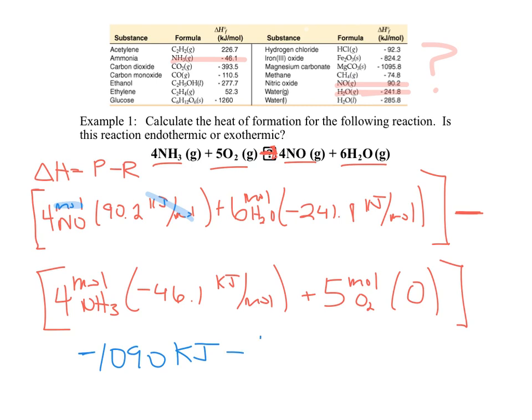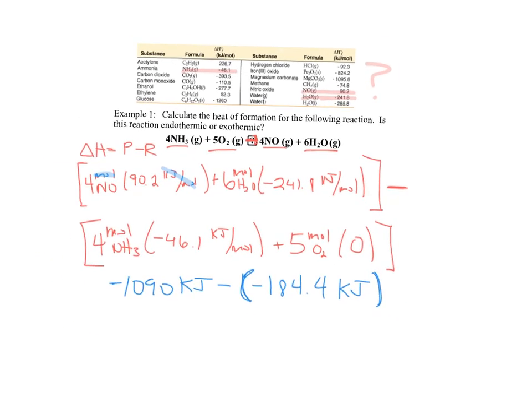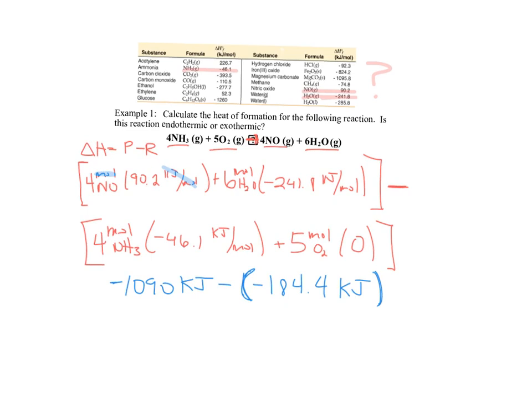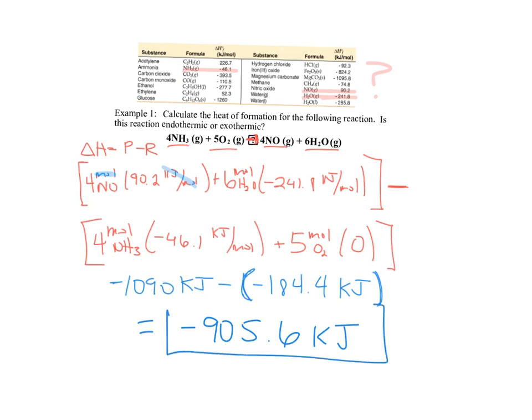So then I'm going to subtract negative 184.4 kilojoules. Close my parenthesis there. So now it's just a matter of doing a simple calculation. Negative 1,090 minus negative 184.4, you're going to get as your answer negative 905.6 kilojoules. There we go. And we have a negative change in heat.